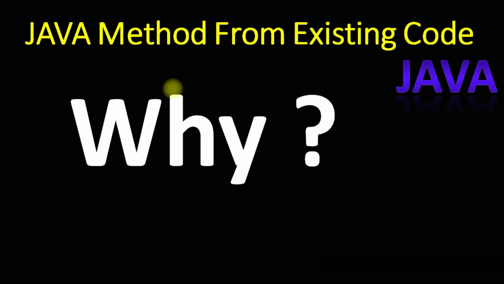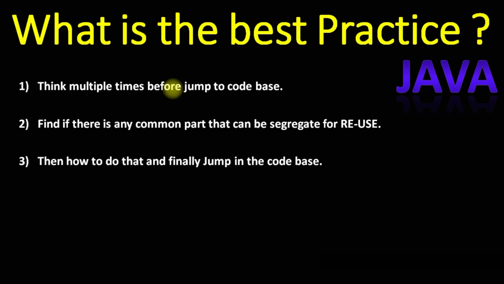So that's why I want to give you this context: if you make this mistake, how you can resolve it and overcome it so that it will not happen. Always remember these three best practices. When you receive any challenge, don't directly jump into the code base. Think multiple times, then try to understand whether it is possible to segregate your code base into some common part so that you can reuse it later. And once you find that, then jump to the code base and create your solution. If you remember these three steps, 1 2 3, then you never need to do any rework.